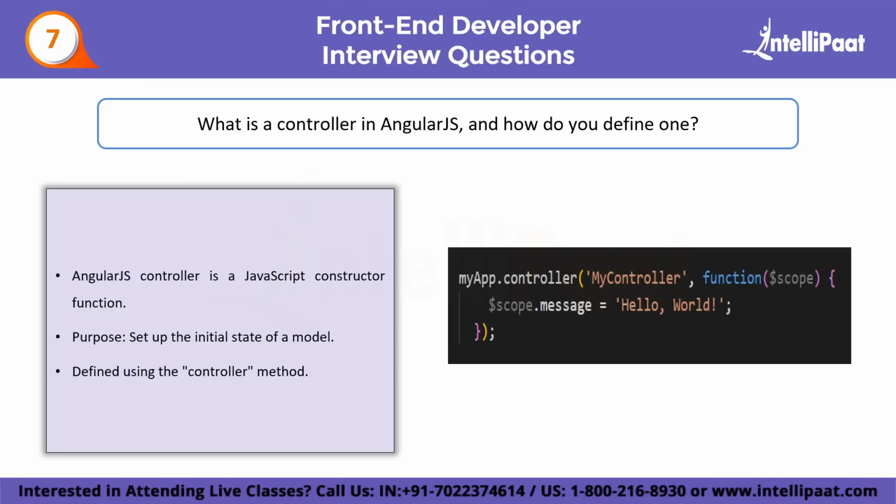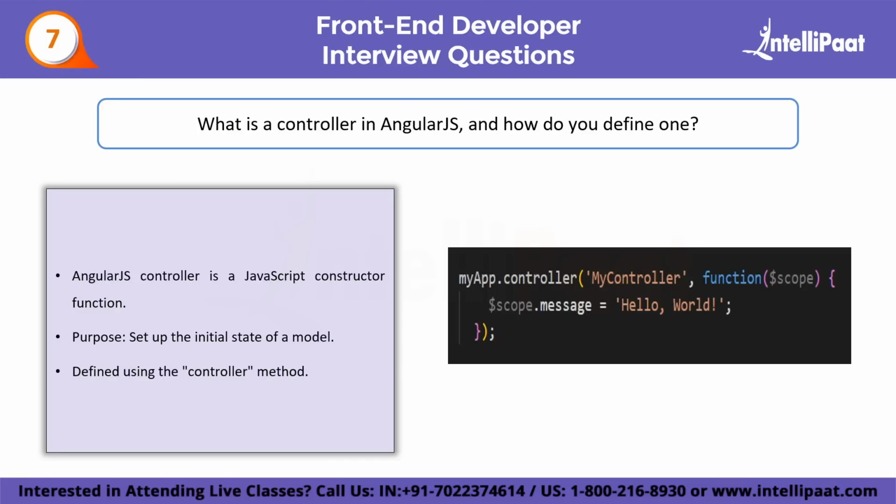Scope is a special object in AngularJS that provides the glue between the controller and the view. Properties attached to scope are accessible in the associated view. Inside the controller function, you can attach data and functions to the scope object. These properties become available to the view associated with the controller. In this example, the message property is attached to the scope. This can be accessed and utilized in the associated view.